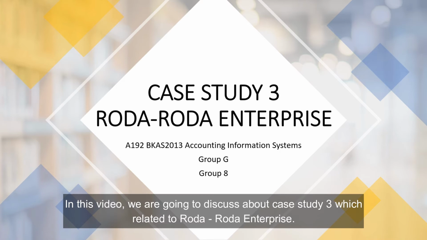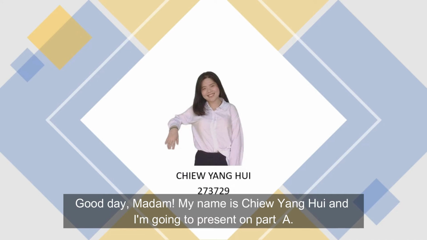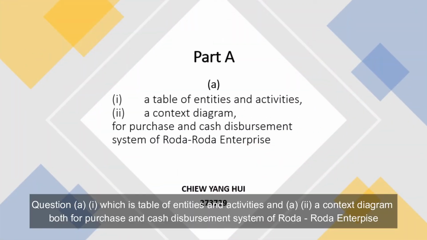In this video, we are going to discuss case study number 3, which is related to Roda-Roda enterprise. Good day, madam. My name is Chiew Yang Hui, and I'm going to present on Part A. Question A1, which is the Table of Entities and Activities, and A2, a context diagram, both for the purchase and cash disbursement system of Roda-Roda enterprise.